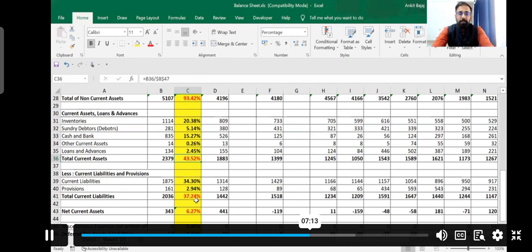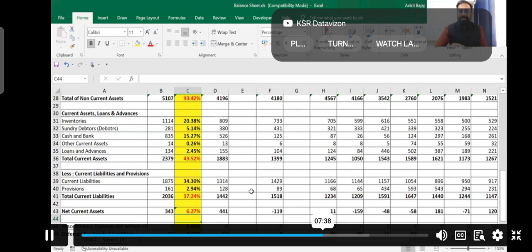But what is the company able to do? The company is able to finance 37 rupees from current liability, right? So there is a requirement of 43 rupees, but the company is able to manage its finances by taking small loans or some credit from its suppliers, and they are able to manage 37 rupees. So what is the net requirement for current assets? Net requirement for current assets is 6 rupees only. Are you able to understand?